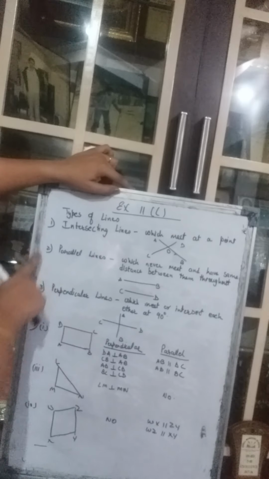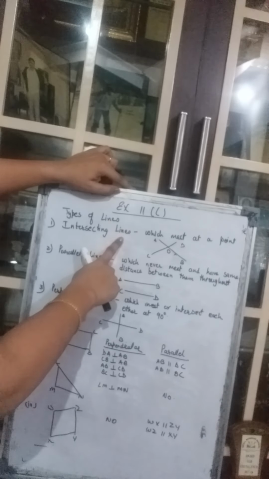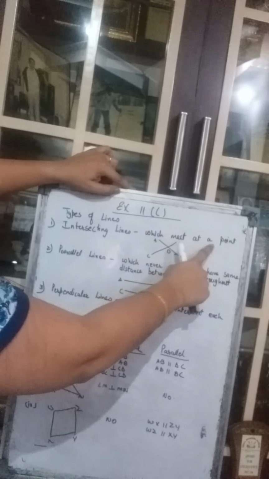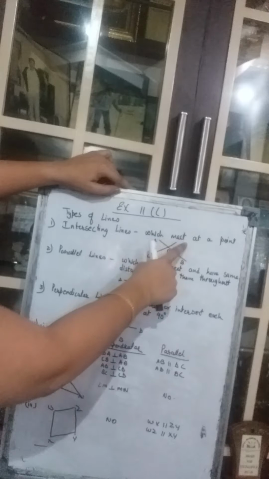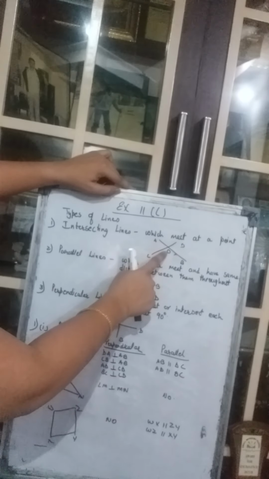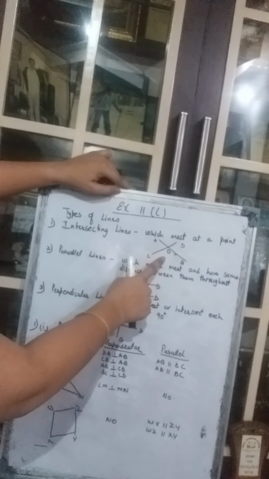So there are basically three kinds of lines. Number one, they are intersecting lines. What do you mean by intersecting lines? The lines which meet at a point. Suppose there are two lines AB and CD and they are meeting at a point O. So these become the intersecting lines.